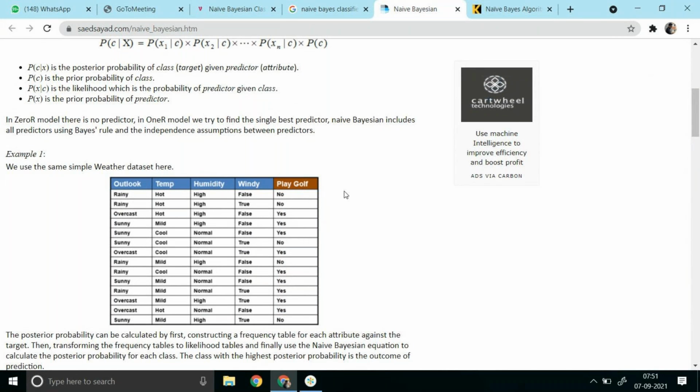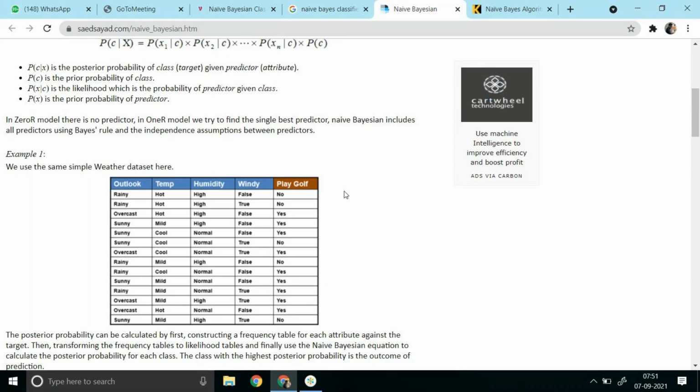Okay, sorry, one thing. Like, for say temperature, we have say hot, which is two yeses. So 2 divided by how many yeses are there? 9. So 2 of 9.